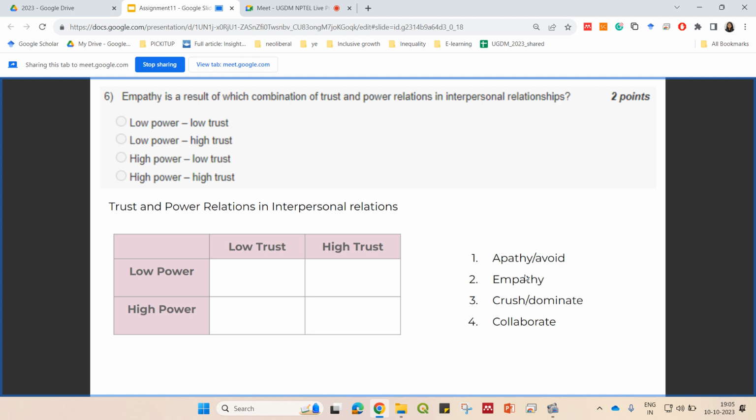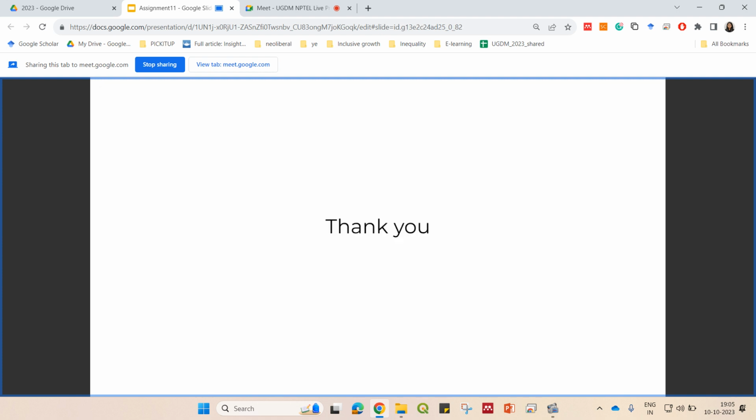So I hope this power and trust relationship in interpersonal relationships is clear, and you can easily answer this question. So this was the last question for today.